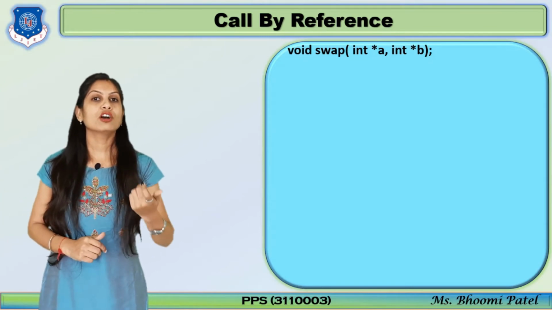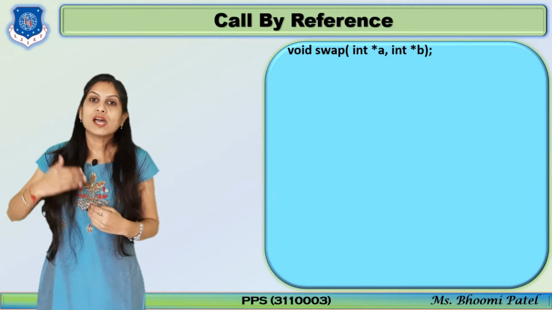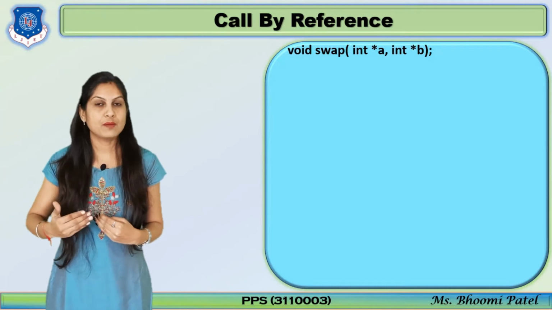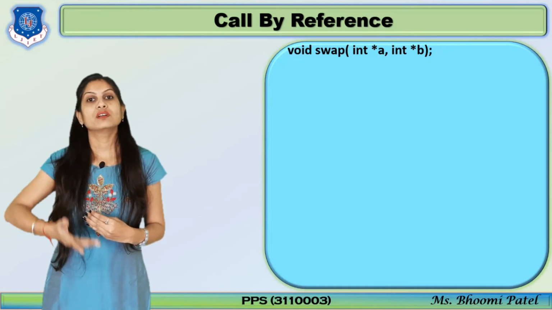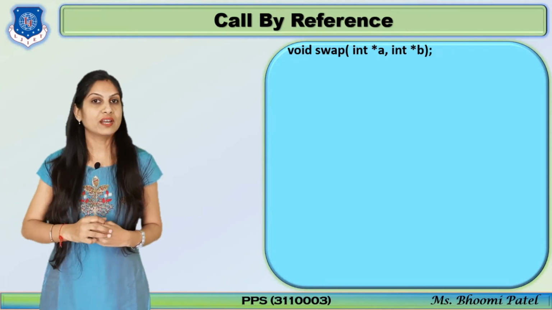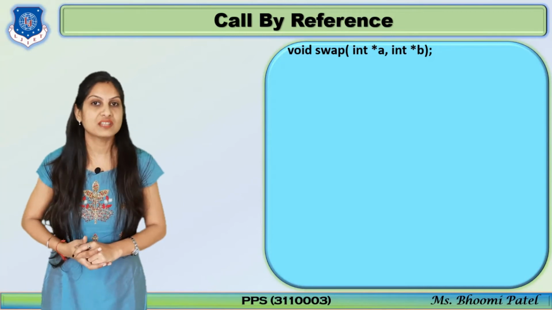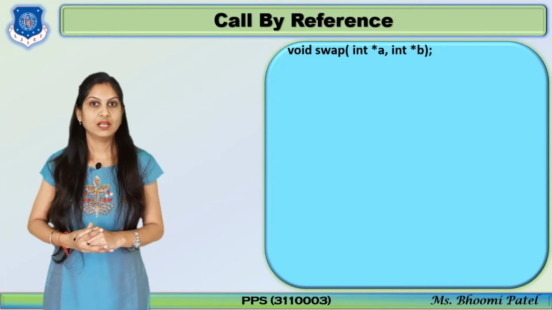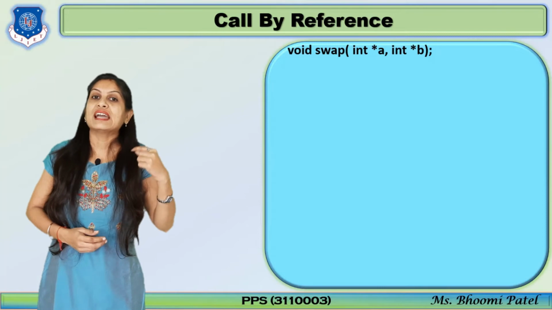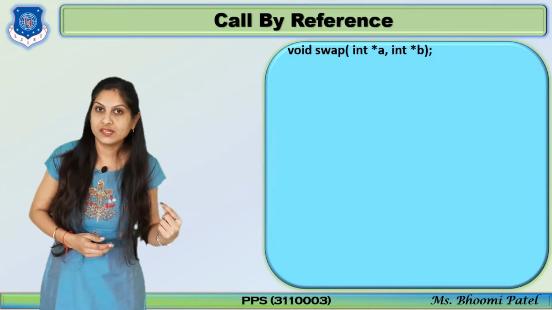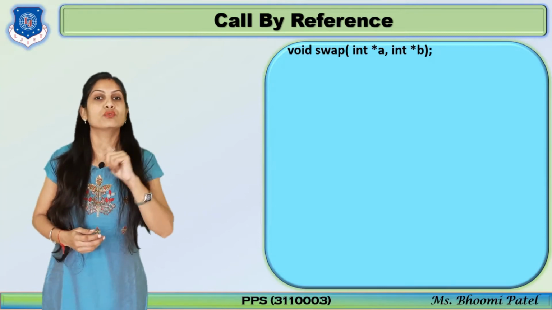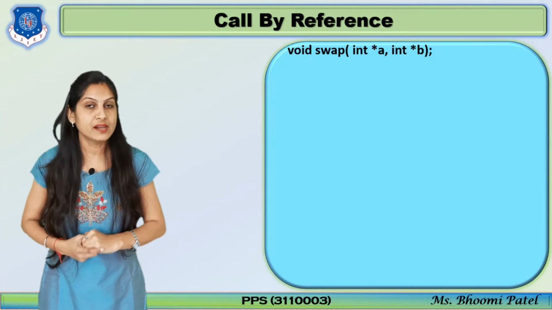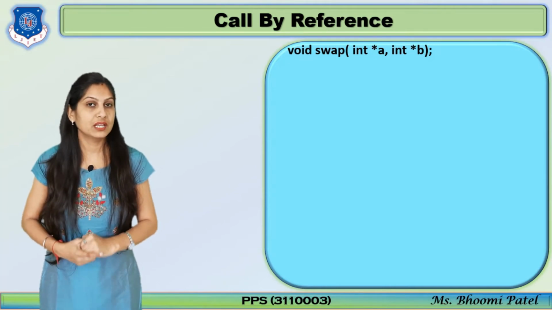Now what is the meaning of star here? When you are using the address concept, and we want the value at that particular address, then you have to put star before the variable. Clear? So here we are using an address, we have to use a pointer, and for that we have to add the star before the variable. Clear?